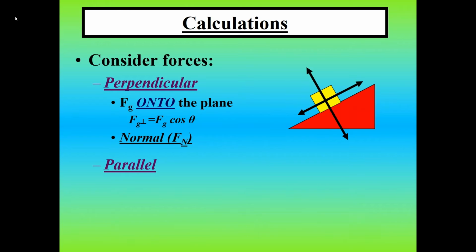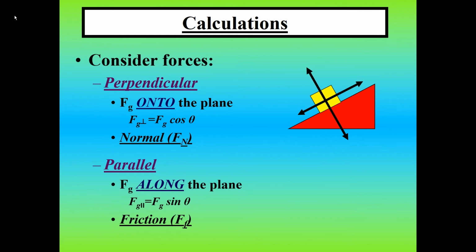Next, we have the parallel direction, and this includes our force of gravity along the plane, which we will use Fg parallel equals Fg sine theta. And we also have the force of friction that opposes it. And this can depend on many things, the normal force, the coefficient of friction, just like we've done before.